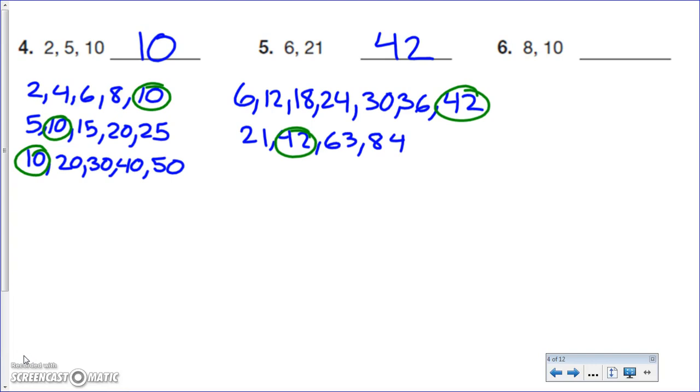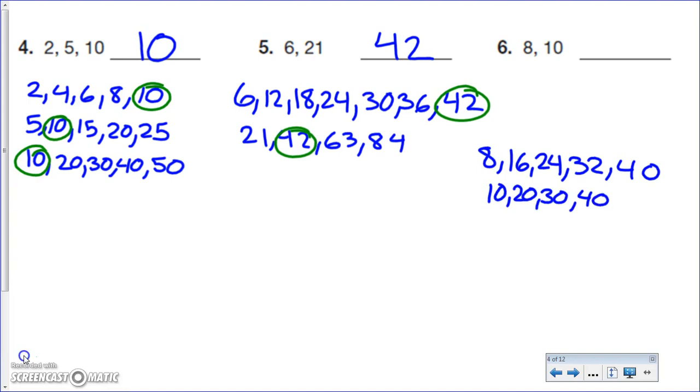So for number 6, we have 8 and 10. We're going to do the same thing. We're going to write out the first 5 multiples and find the first one that is common. Then, looking at our list, we can see 40 is the first number that shows up on both lists. So we're going to circle it and then write it down as our least common multiple.